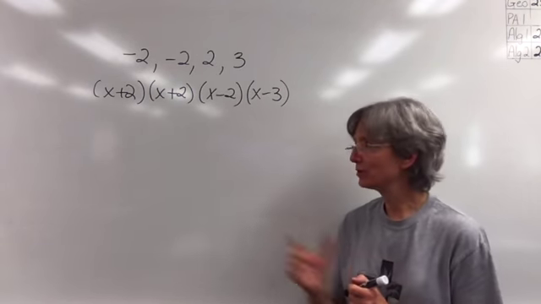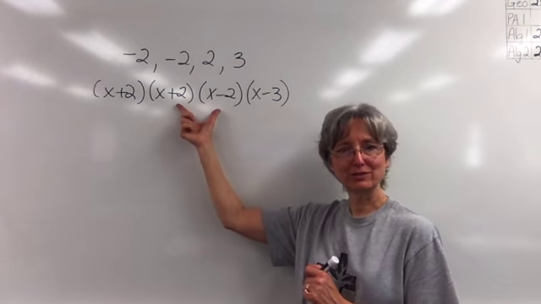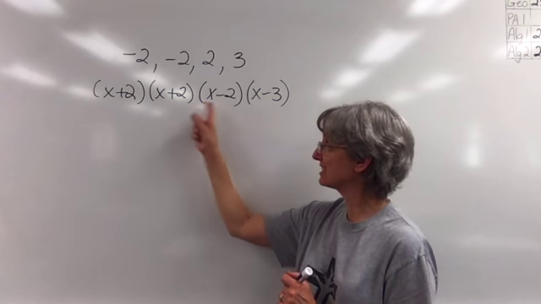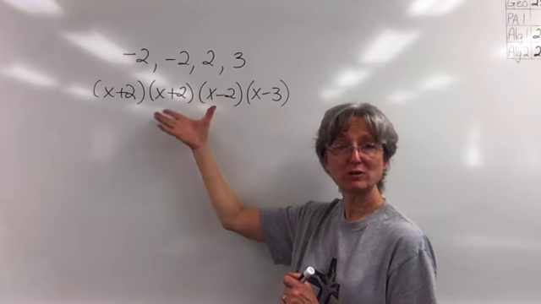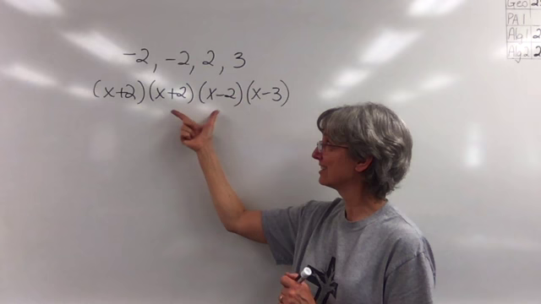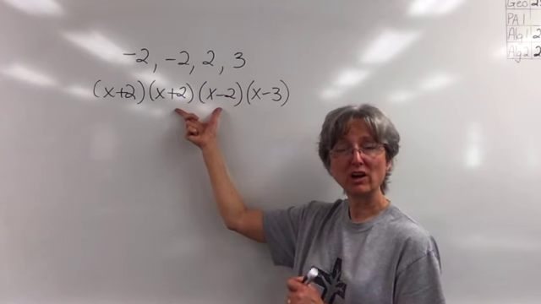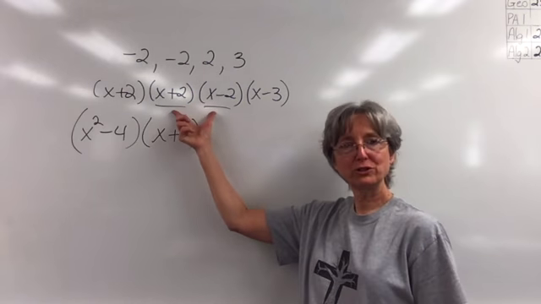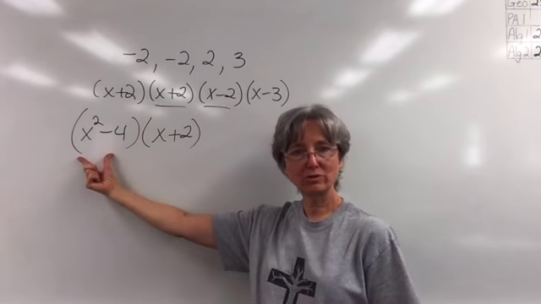So what I notice is these two are a difference of 2 squares, so I'm going to multiply those two first. Since it's a difference of 2 squares, those middle terms will cancel out. This will become x squared minus 4, so I know enough to do that. That helps me. So I've multiplied those two. I got x squared minus 4.